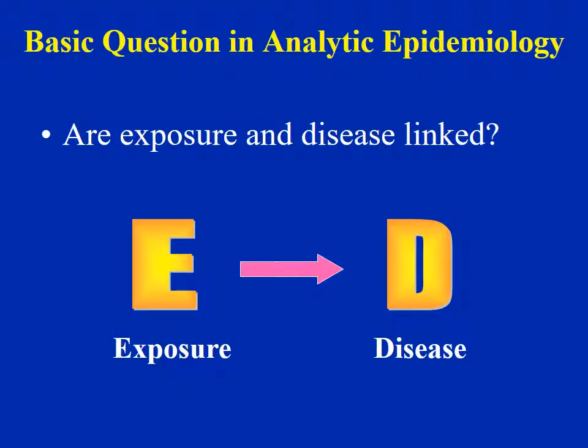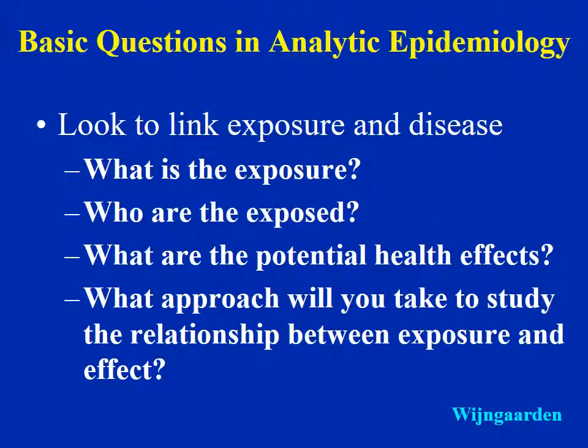In an analytic study, we are often trying to understand whether or not an exposure is linked to the disease. And for environmental health, we're always thinking about an environmental exposure. Basic questions that are required to understand this relationship, to link the two, are: what is the exposure? Who is exposed? What are the potential health effects? And how can you study the relationship between the exposure and the outcome?